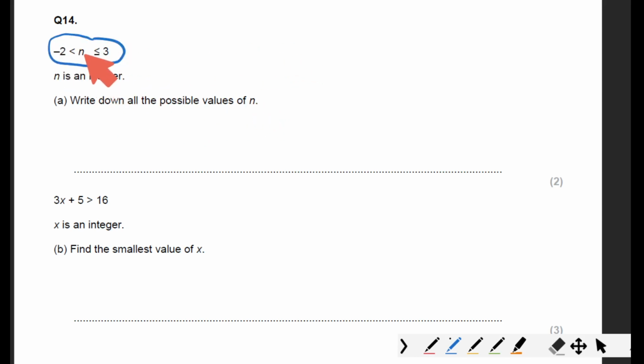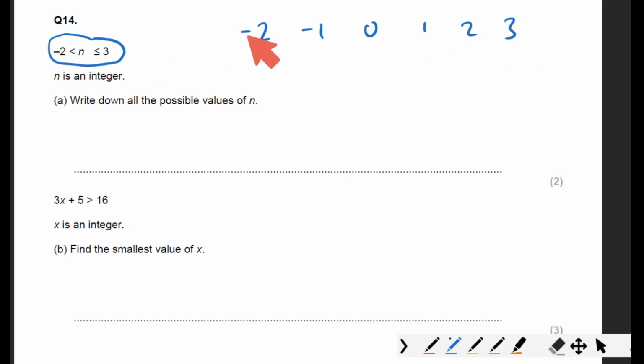It means n has to be less than or equal to 3, but greater than -2. So numbers that are less than or equal to 3 but bigger than -2. Well, let me just write all these numbers down first from between -2 and 3. These are from the number line, and then we'll see what we need, what we don't need.